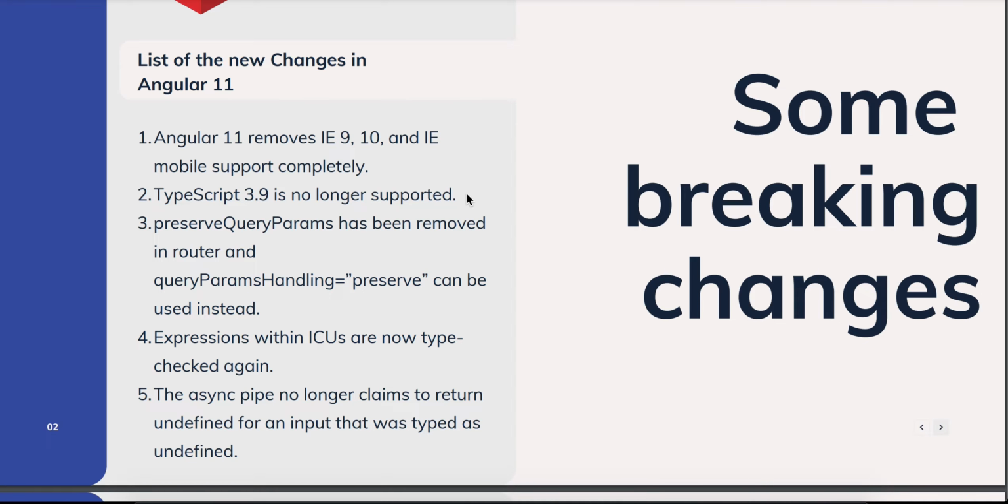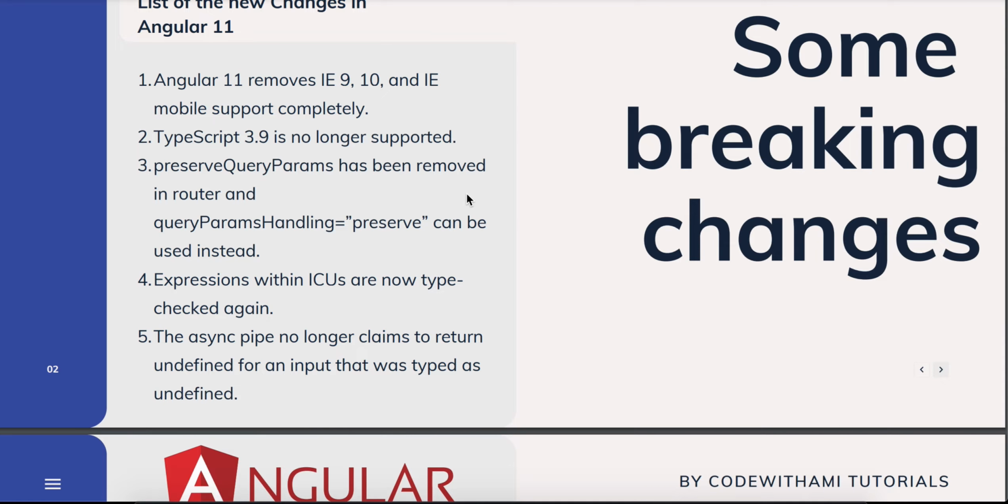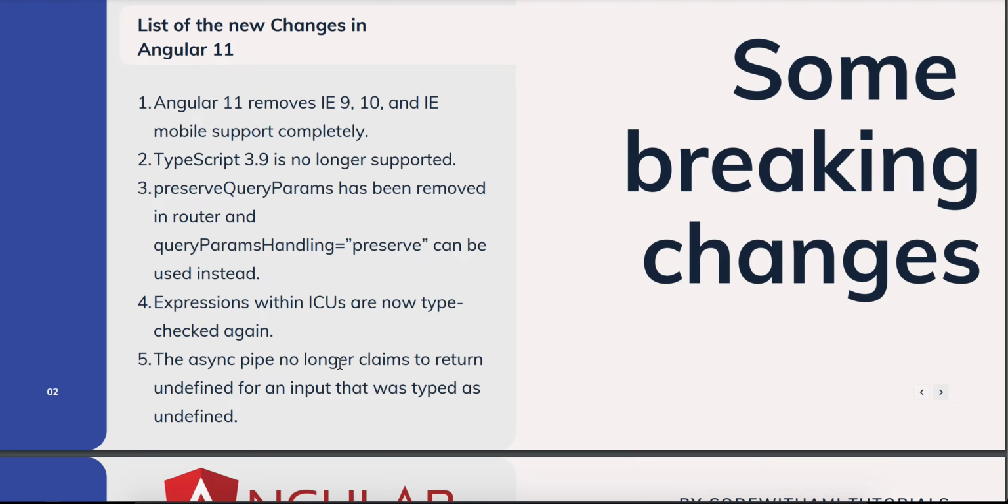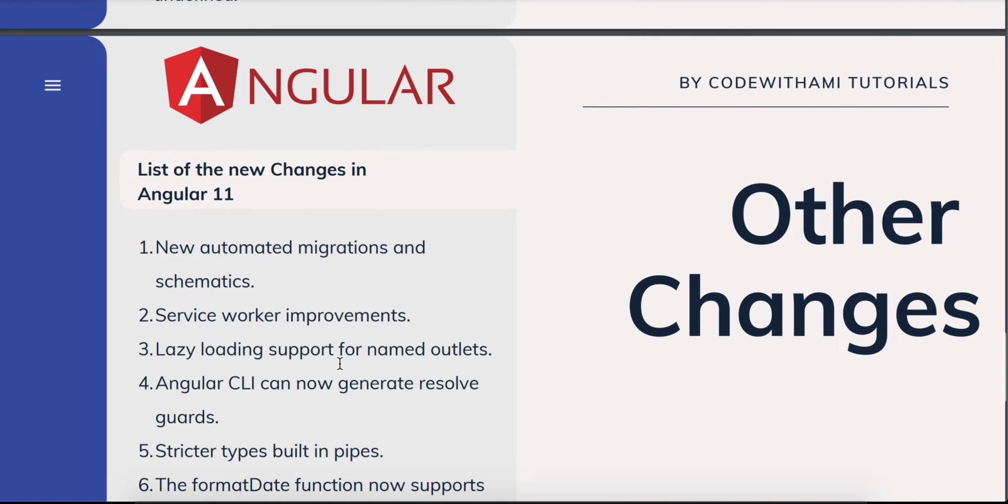Okay, so the fourth thing is about expressions, which I see relates to no TypeScript again. Of course we're using TypeScript, so if you're following the rules of TypeScript, this will not impact much. The fifth point is that the async pipe no longer claims to return undefined for an input that was typed as undefined. This is all for the breaking changes. I don't think there is any big change that can break the application entirely. We can handle all of these things, right? So let's move to the next section.